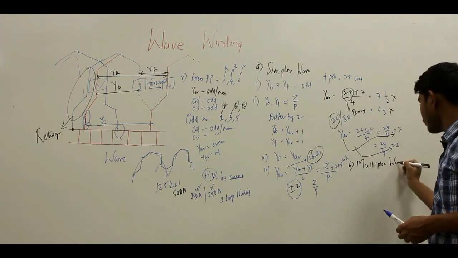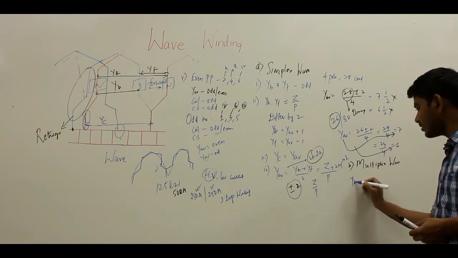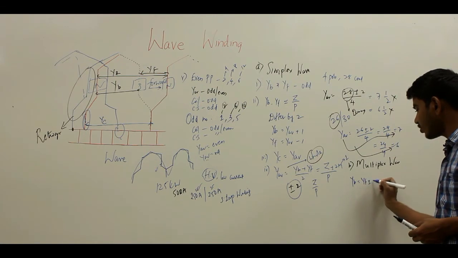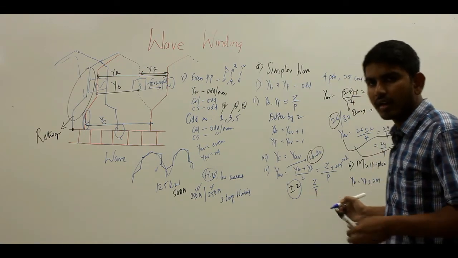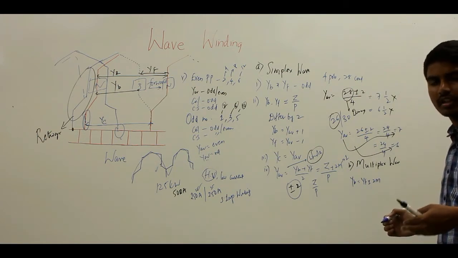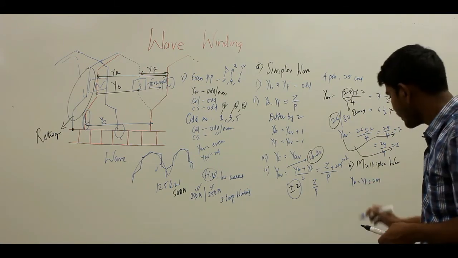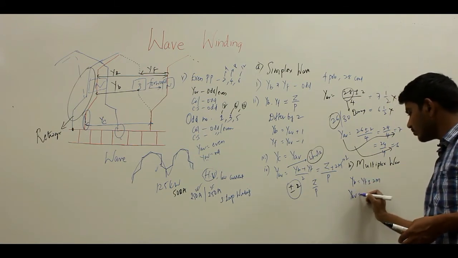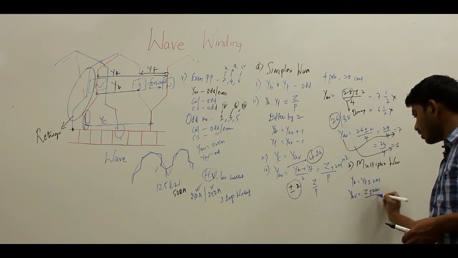So in the multiplex wave winding, the relation we are having is YB is equal to YF plus or minus 2M, where M is equal to the multiplicity of the winding, and I have told you 1 for the simplex, 2 for the duplex, 3 for the triplex. So this is one relation, and the other relation is the Y average, it will be simply equal to Z plus or minus 2M upon T.